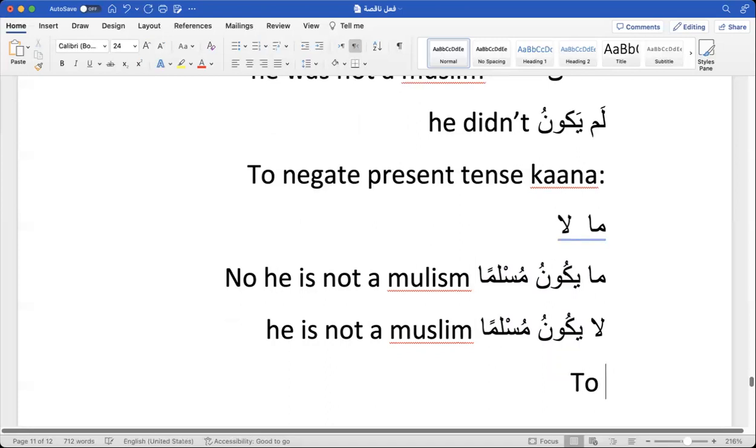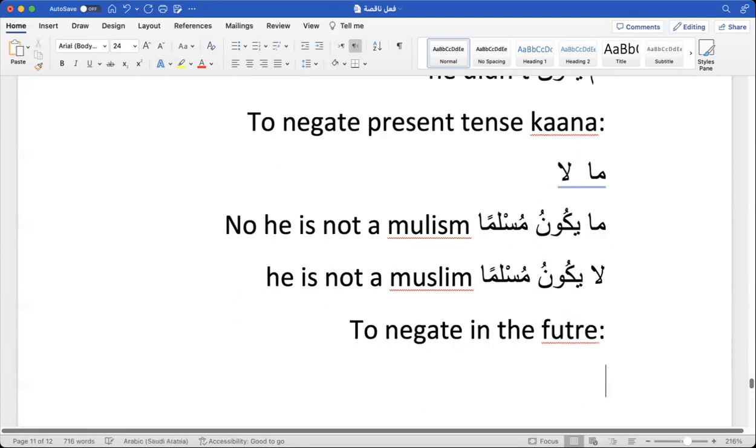What about negating in the future? What kind of harf will you use? Laisa? Laisa is a different family. Laisa is a sister family. Laisa is not a negation harf. I am asking for the negation harf for the future.